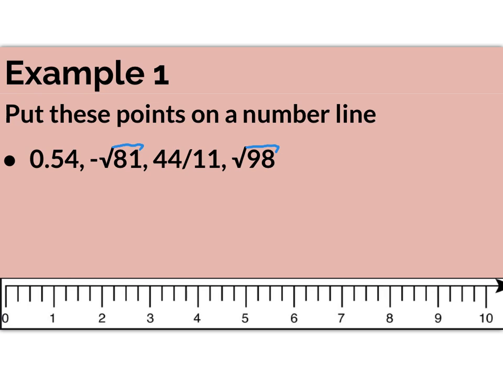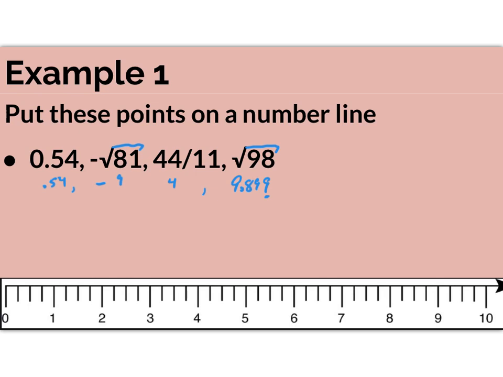Now, what we have is 0.54. We had to simplify them. The negative of the square root of 81 is -9. 44 over 11 is 4, and then the square root of 98 is 9.899. When we round numbers, we round out to the thousandth place, which is 3 numbers after the decimal. And now that we have the numbers, we can organize them into order.